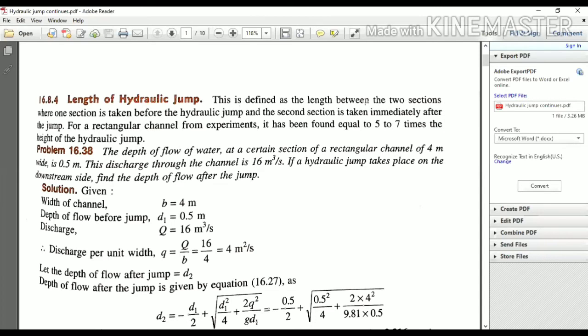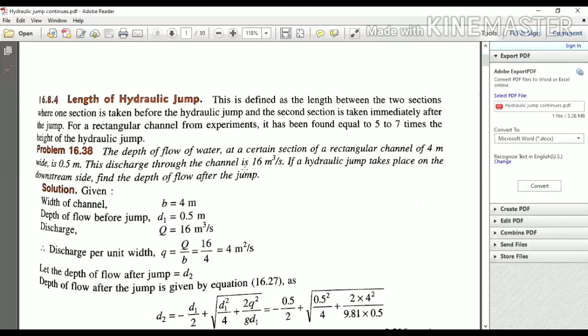This is defined as the length between the two sections, where one section is taken before the hydraulic jump and the second section is taken immediately after the jump. So this jump takes place between section 1 and section 2, as we have seen in our previous session. For a rectangular channel, it has been found experimentally that 5 to 7 times the height of the hydraulic jump is the length. So this is experimentally determined, that is the length of the hydraulic jump. So this is about the length of the hydraulic jump.